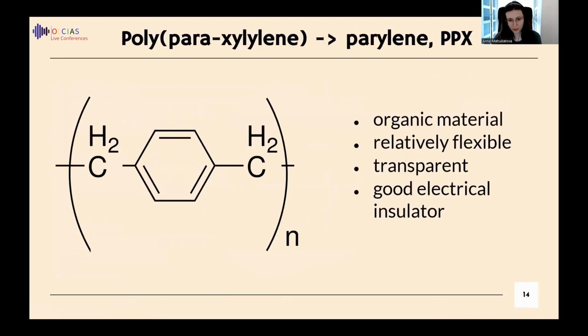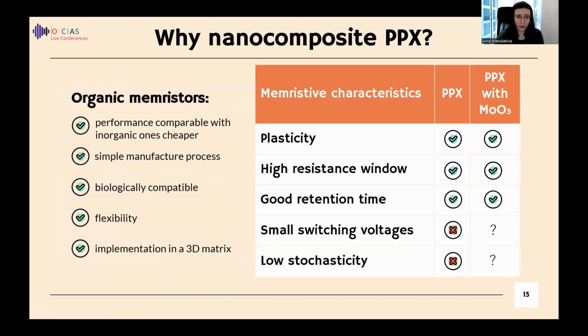For this layer, we chose parylene. Why do we want to create organic memristors? Well, their performance, their characteristics are comparable with inorganic ones. The manufacture process of these memristors is very simple. Also, these organic memristors are biologically compatible. They can be flexible, as I have already said, and they could be implemented in a 3D matrix, which is also very interesting in crossbar architecture.